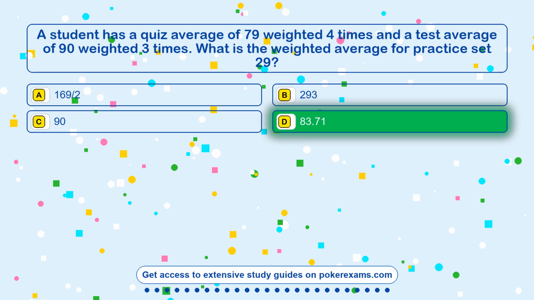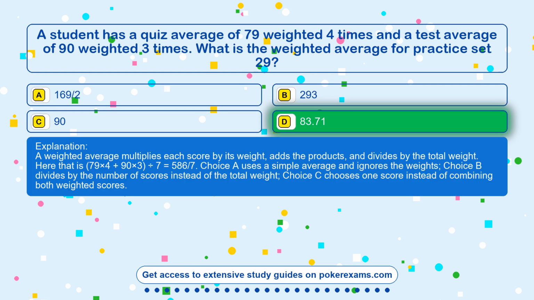The correct answer is option D, 83.71. A weighted average multiplies each score by its weight, adds the products, and divides by the total weight. Here that is 79 times 4 plus 90 times 3, divided by 7, equals 586/7. Choice A uses a simple average and ignores the weights, choice B divides by the number of scores instead of the total weight, choice C chooses one score instead of combining both weighted scores.